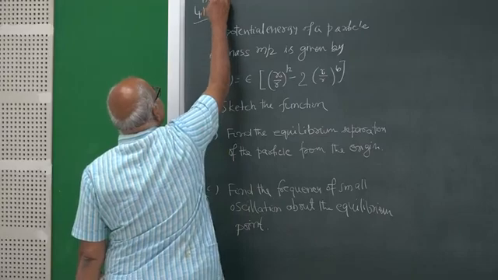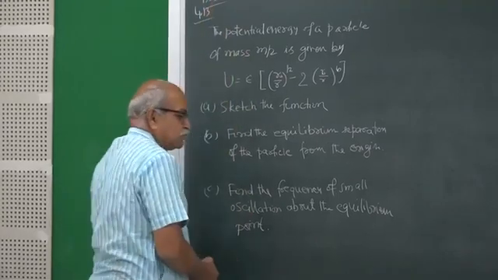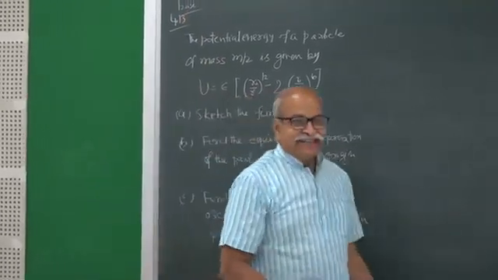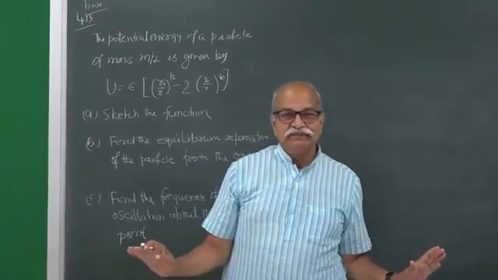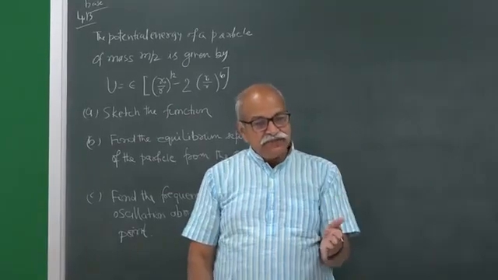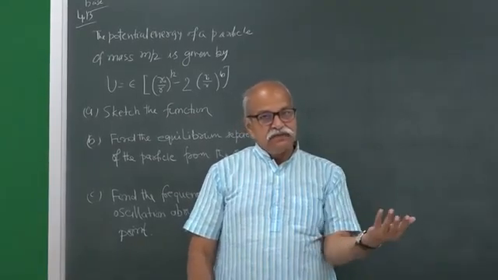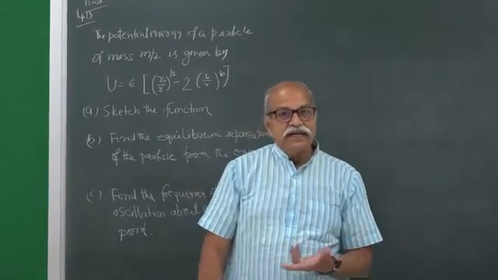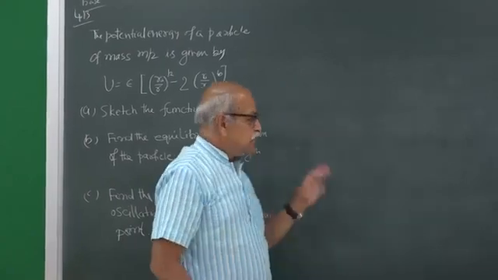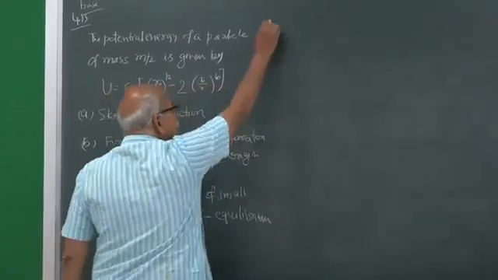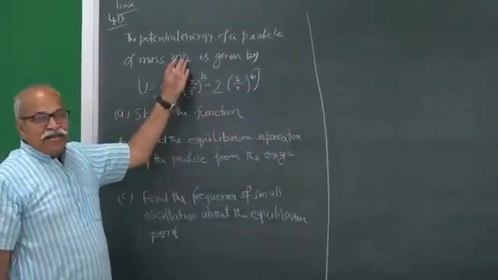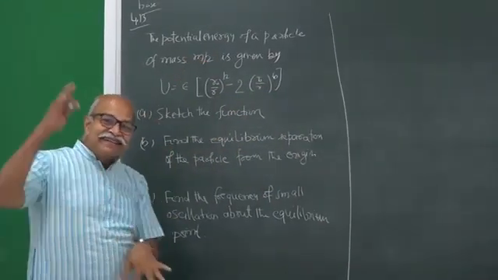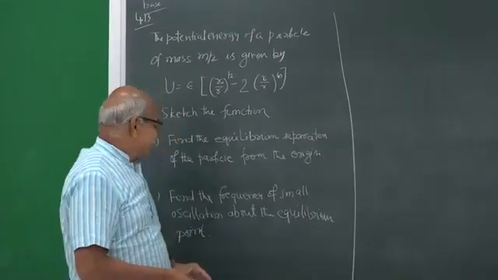So, it is not exactly 4.13 of that book, it is based on that. Essentially, it is a one dimensional problem. You are talking of equilibrium position, you are talking of frequency of oscillation about that equilibrium position. You may be wondering why m by 2, why not m? That will become clear after a few lectures.